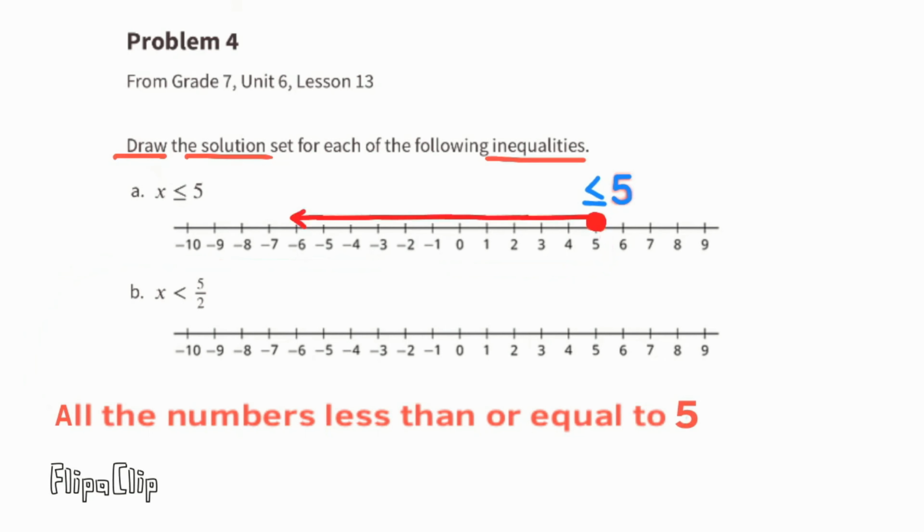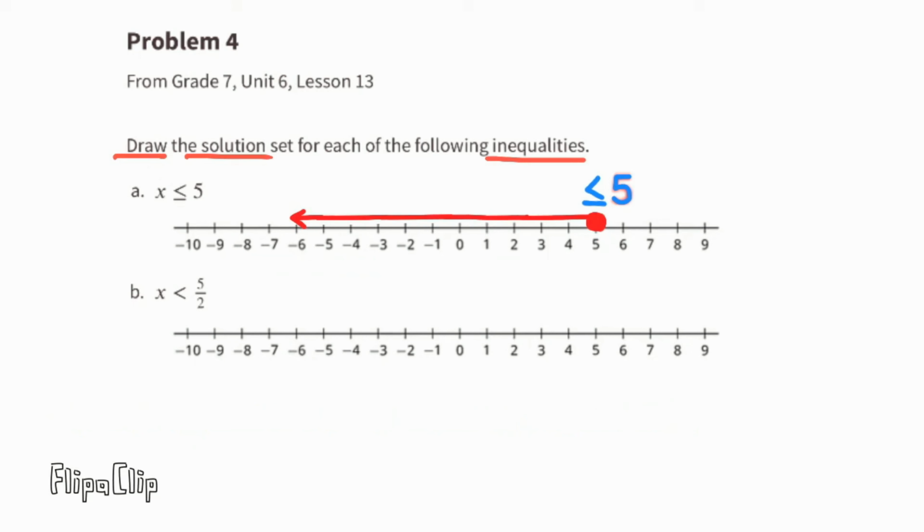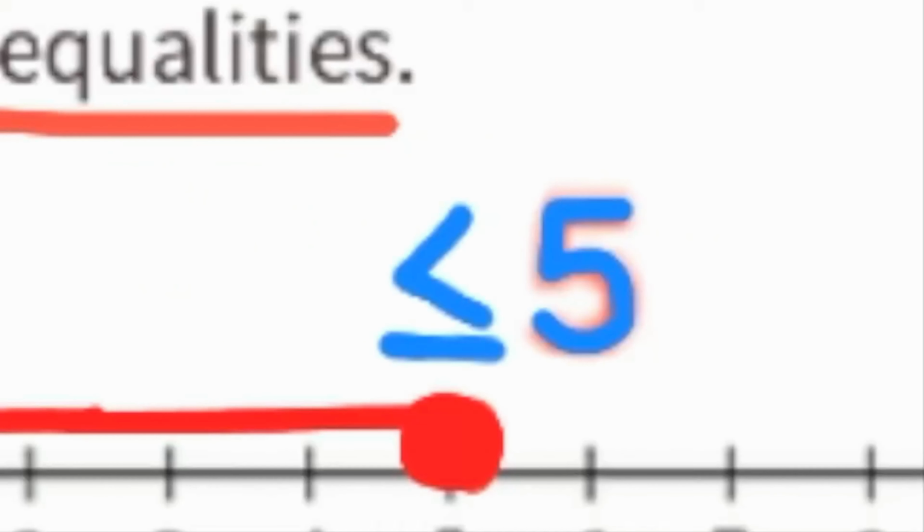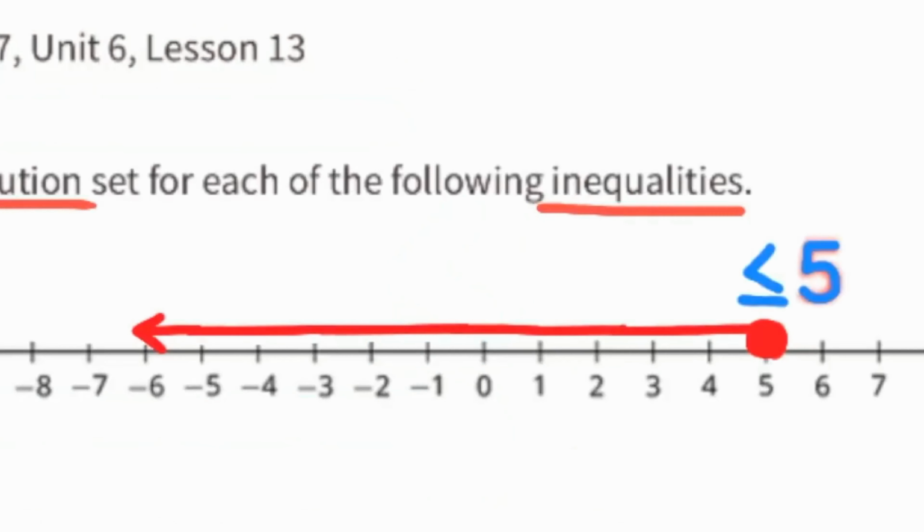than 5. That means that the arrow on the number line needs to point to the left to represent all the numbers that are less than or equal to 5. The inequality sign actually helps you identify which way the arrow is going to point on the number line. Look at this inequality sign. It's a less than or equal to, which happens to be pointing towards the left. That means that your arrow is going to point towards the left on the number line.